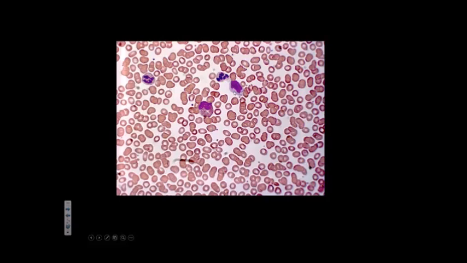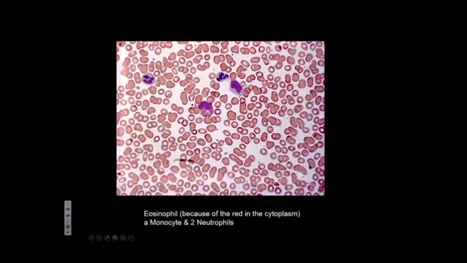Monocyte. Okay. Compare it to the size of the red blood cells. If it's really, really big compared to the red blood cells, it's a monocyte. If it's a little bit bigger than the red blood cells, it's probably a lymphocyte. And this has some little red dots in it. Therefore, it's got to be an eosinophil. Can't be anything else.